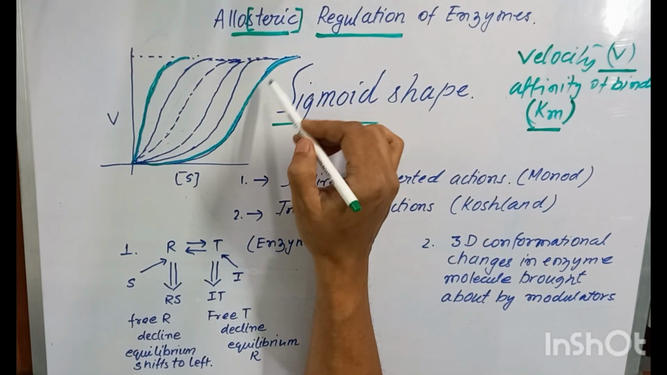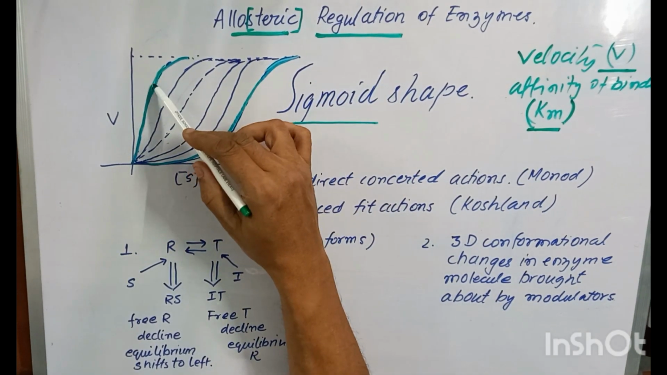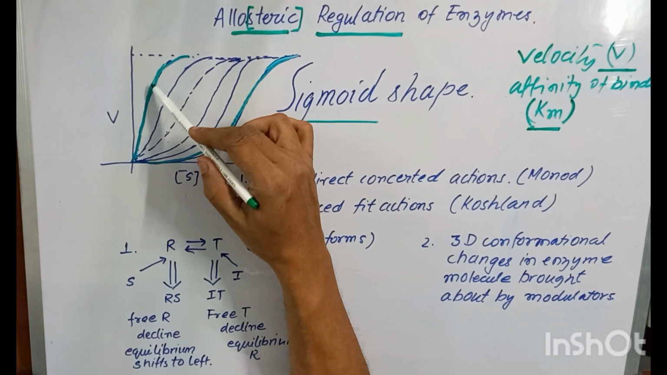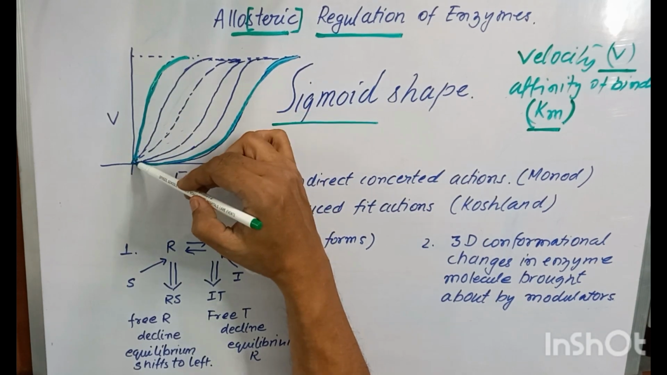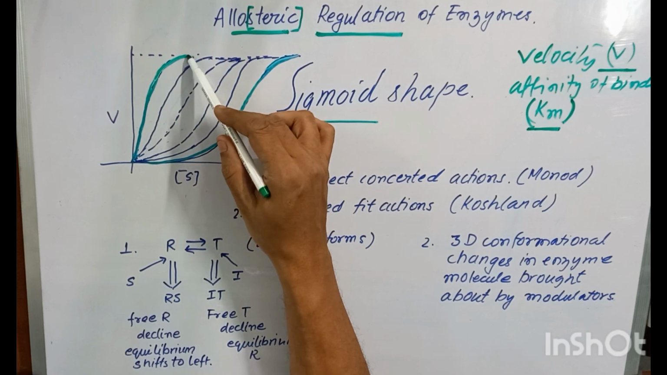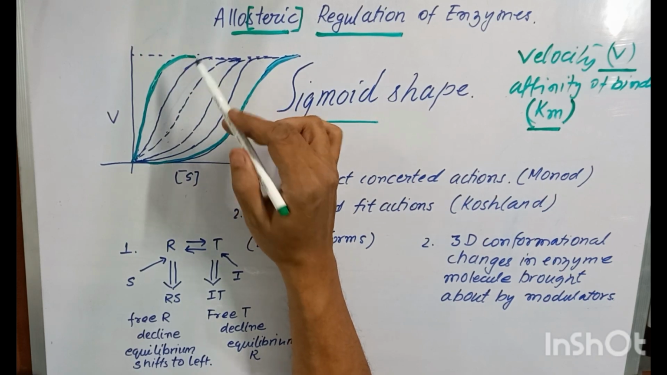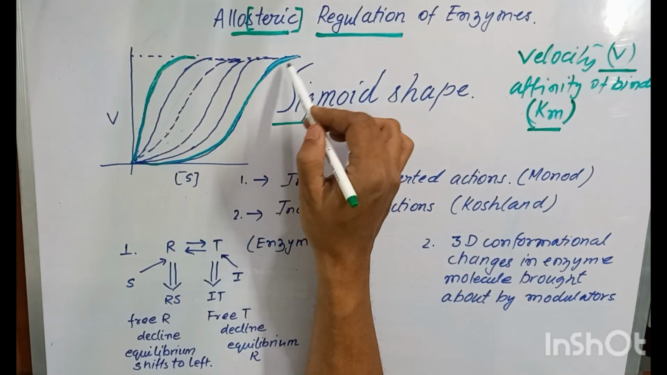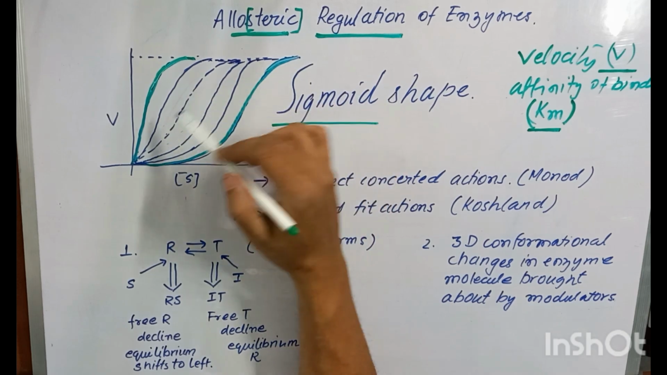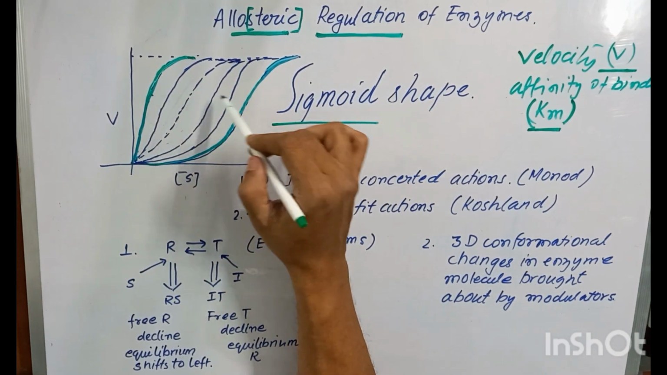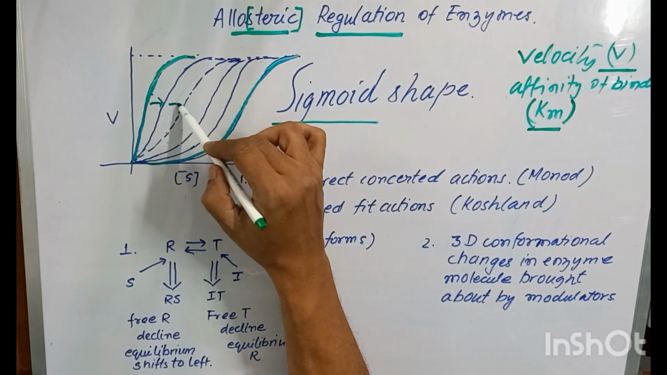Now, what is this change? What is the significance of this change? The hyperbolic kinetics of the Michaelis-Menten equation is now changing to sigmoid kinetics. Why is that, and what is the significance of this change of shape? This is the progressive change of the shape that I have drawn here.